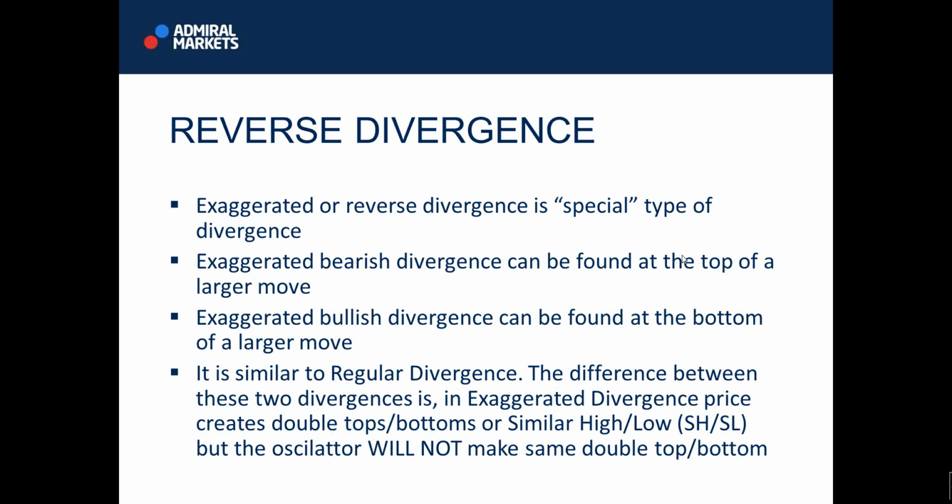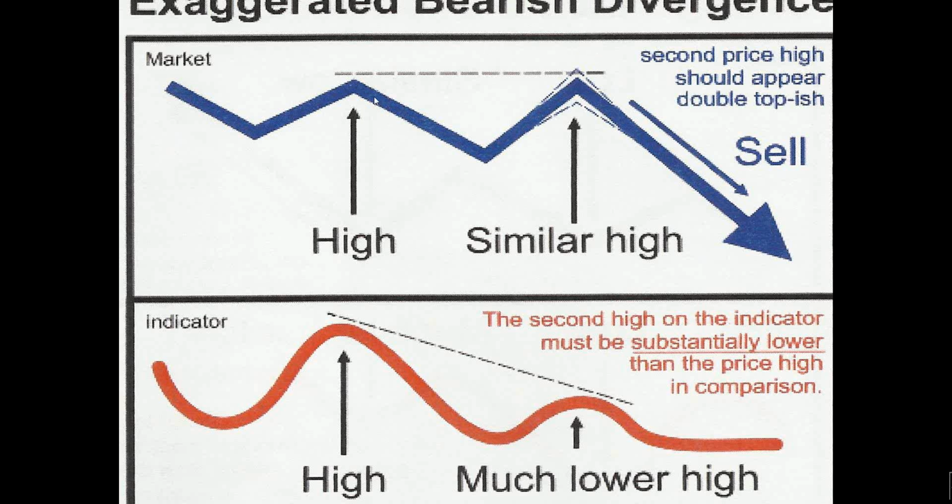The difference between these two divergences is that in exaggerated divergence, price creates double tops or bottoms, or similar highs and lows, but the oscillator will not make the same double top or bottom. So the only difference is, look, we can see a similar high or double top, but the indicator will not show that. So the second price high should appear as a double top. So this is the first high, and then there is a similar high.